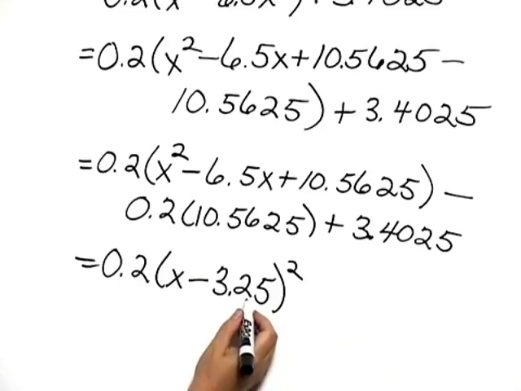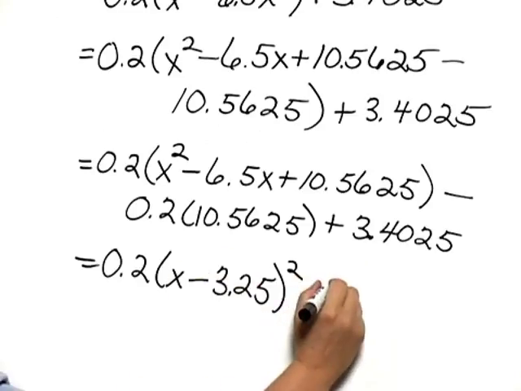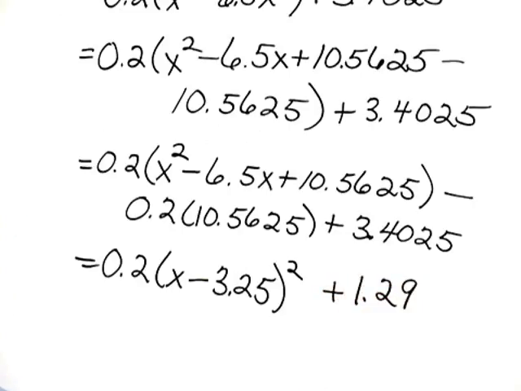Now we're just about finished because I can now factor 0.2 times x minus 3.25 squared. 3.25 is the square root of 10.5625. Then if I calculate this, I get plus 1.29. Now I can read the vertex from the graph. It's 3.25, 1.29.